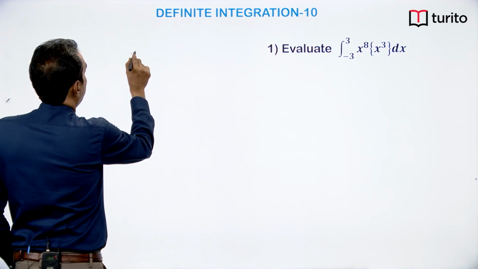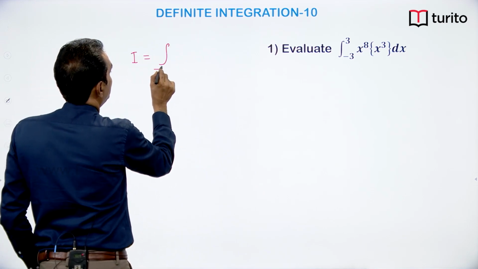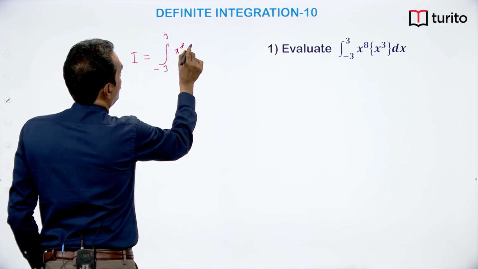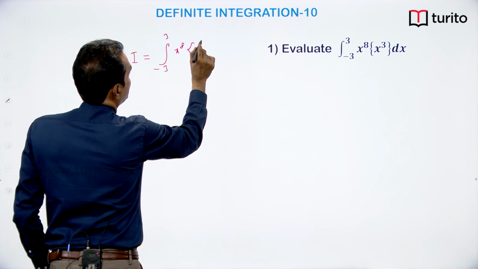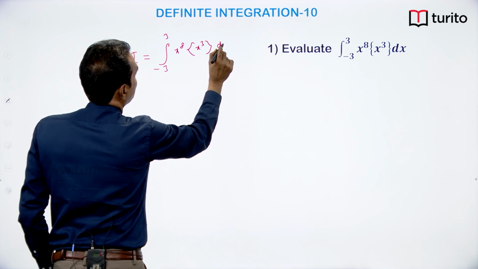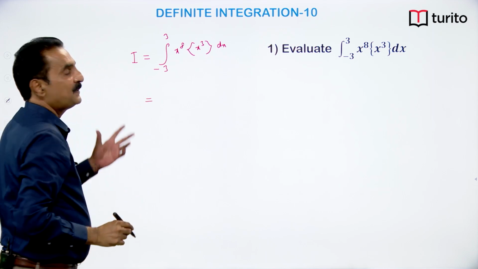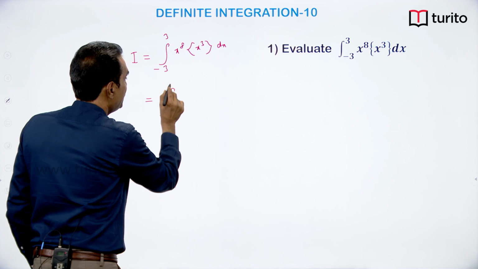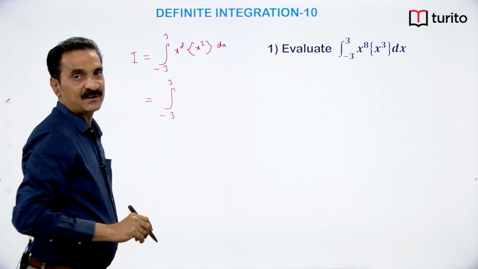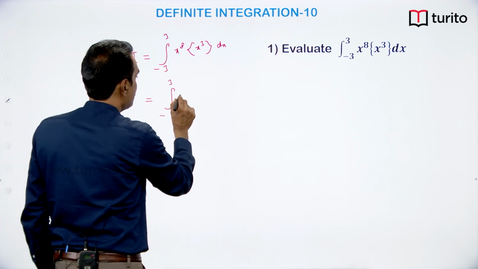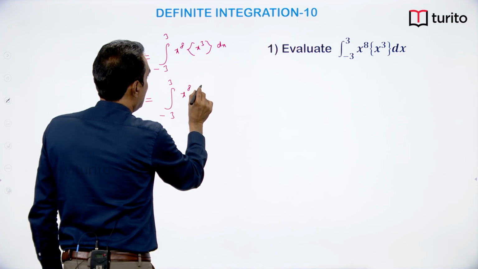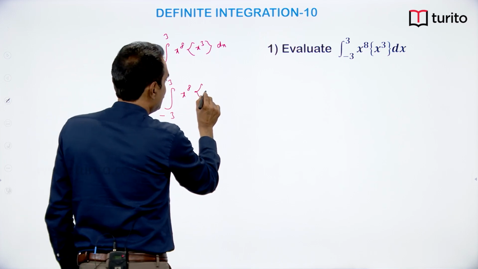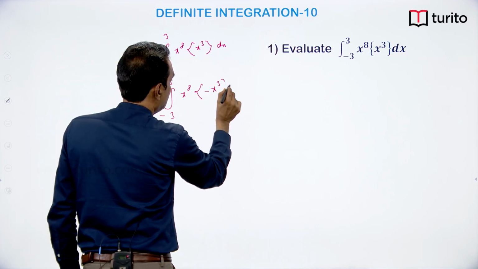You take the given integral as I is equal to the integral from minus 3 to 3 of x power 8 into the fractional part of x cube dx. Replacing x by minus x, the integral from minus 3 to 3, x power 8 remains as it is, and minus x whole cube is minus x cube.